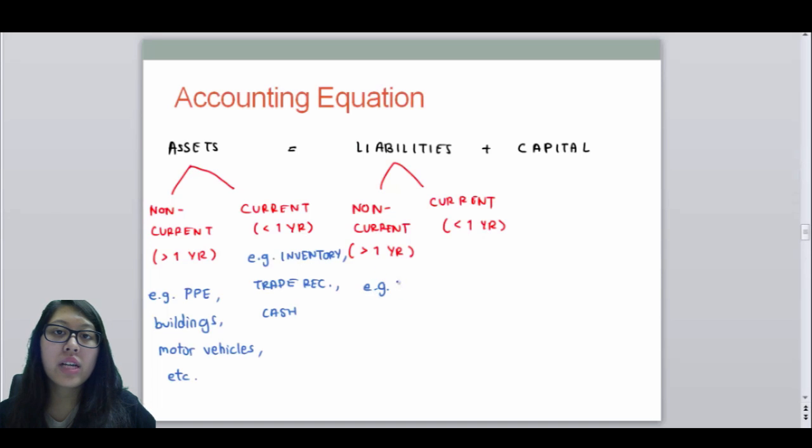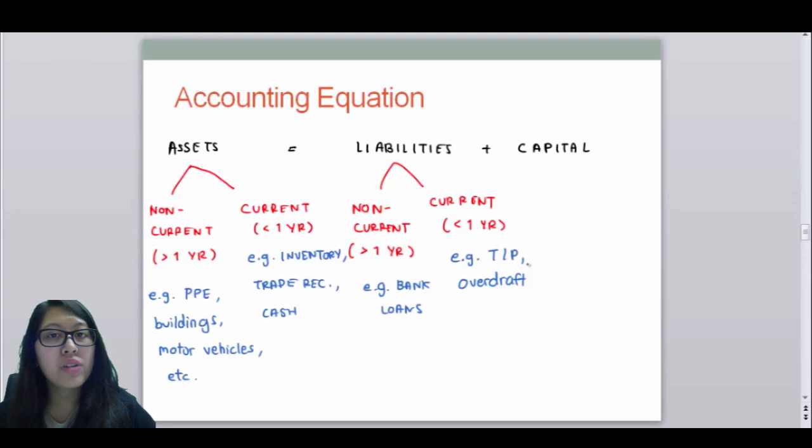When it comes to non-current liabilities, we commonly think of bank loans, as it would take a number of years for a company to repay their debt. Whereas for current liabilities, we're talking about trade payables or suppliers and overdrafts. Overdrafts are circumstances where you need to withdraw more money than your bank balance currently has. So technically you're borrowing from the bank, or you could also think of it as a negative bank balance.